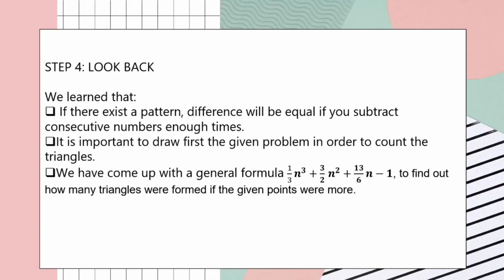So step 4, look back. We learned that if there exists a pattern, the differences will be equal if you subtract consecutive numbers enough times. So it is important to draw first the given problem in order to count the triangles. We have come up with a general formula, 1/3 n cubed plus 3 halves n squared plus 13/6 n minus 1, to find out how many triangles were formed if the given points were more.